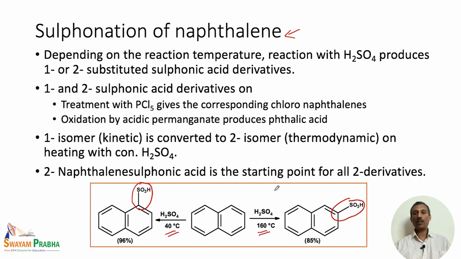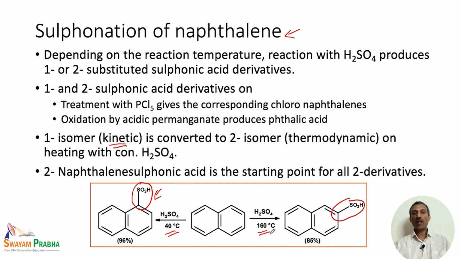Now we will see why this is called kinetic and thermodynamic control of the reaction. At low temperature, kinetic control is happening. So we end up with the 1-substituted sulfonated derivative, which is formed very easily because the energy of activation for this particular reaction is lower. That's the reason we end up with the kinetic product.